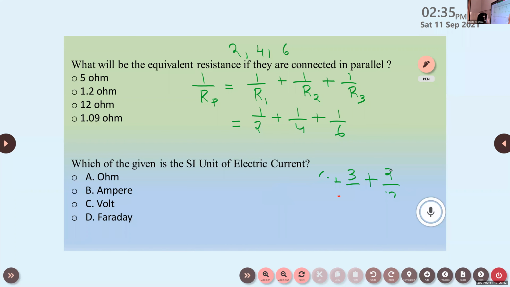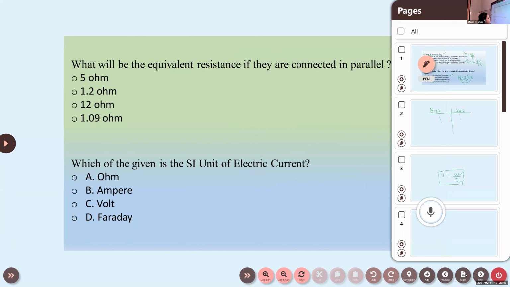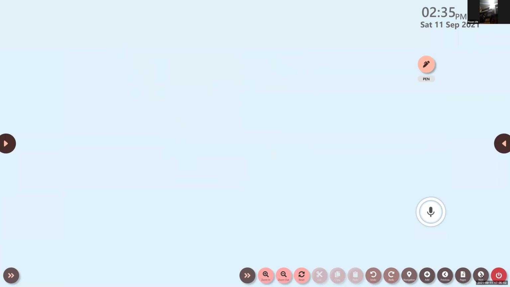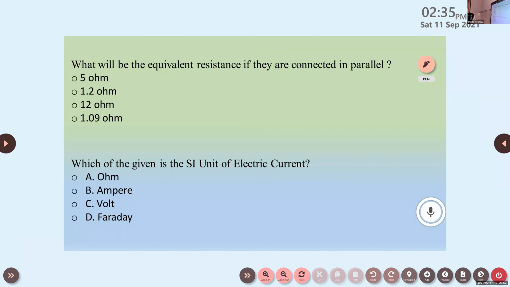So the point is to whom? Boys. To boys, right? Next answer. Very simple. Okay, then the question can be given to girls. Anyway, the question is to boys. Which of the given is the SI unit of electric current? Anyone? Current.